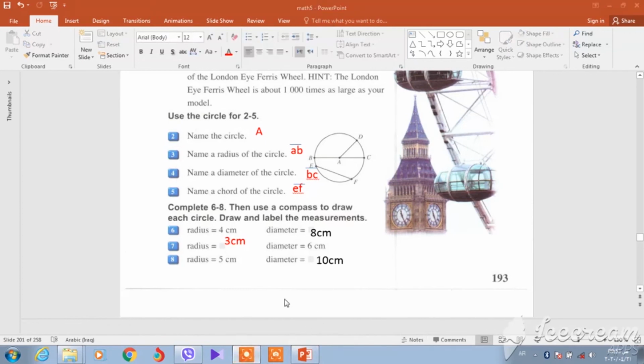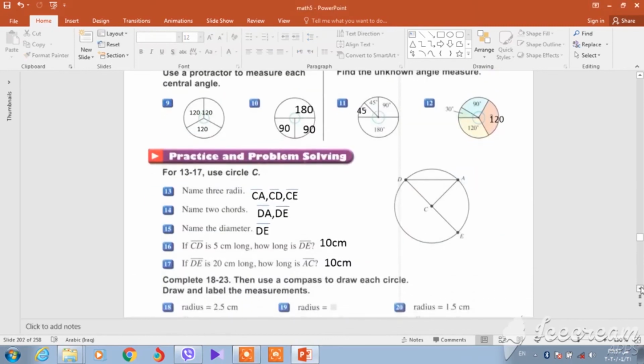Okay. Now we solve more practices on page 194. Use a protractor to measure each central angle. Number 9, we have, students, you need to use a protractor to measure each angle. If we use a protractor, it equals 120, this also equals 120, and this also equals 120. After that, if we find the sum, it equals 360. Okay, students.